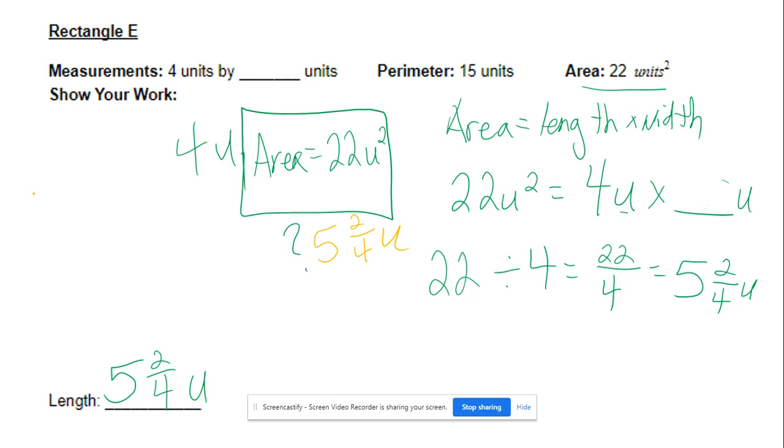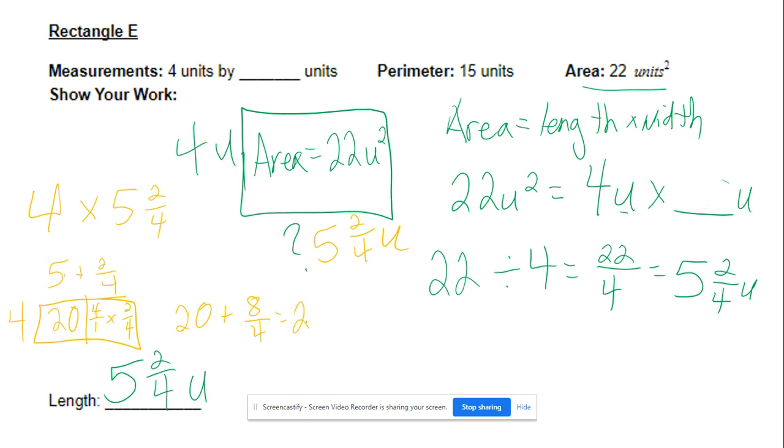We can multiply 4 times 5 and 2/4. 5 and 2/4 can be written in expanded form. 4 goes on the left. 4 times 5 is 20. And then 4/1 times 2/4. We have 20 plus 4 times 2 is 8. 1 times 4 is 4. 8 fourths, or 8 divided by 4 equals 2. So 20 plus 2 is 22, which is what we had started with. So 22 units squared is our area, but our length is 5 2/4 units.